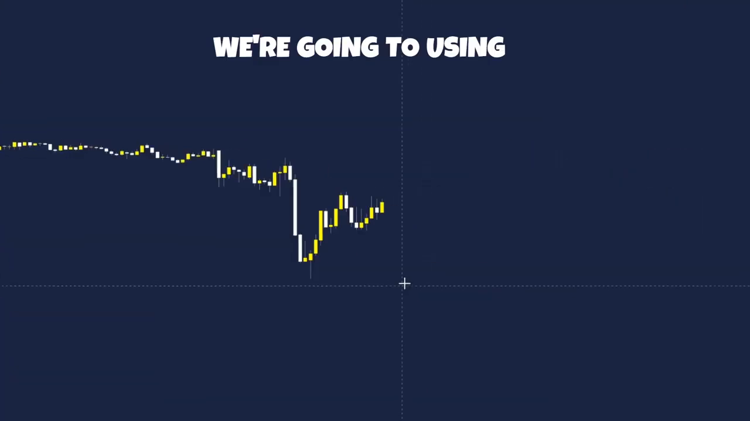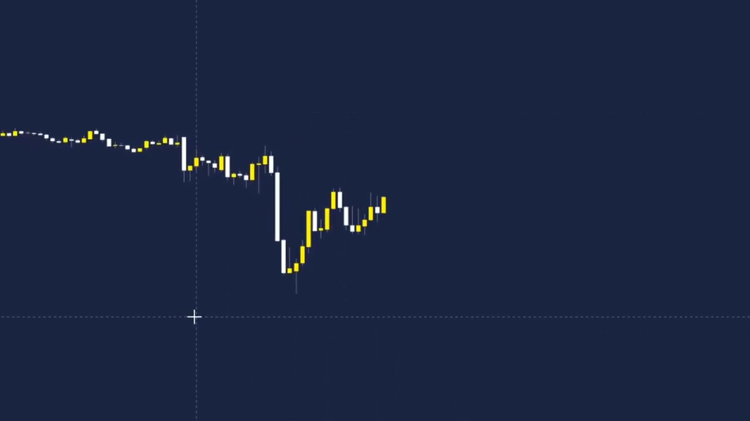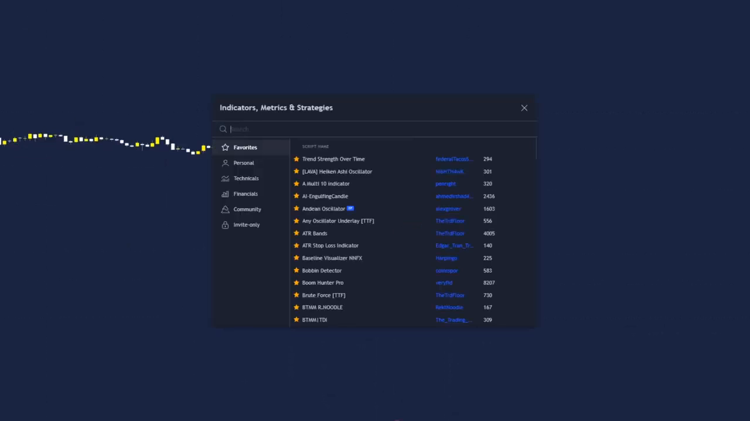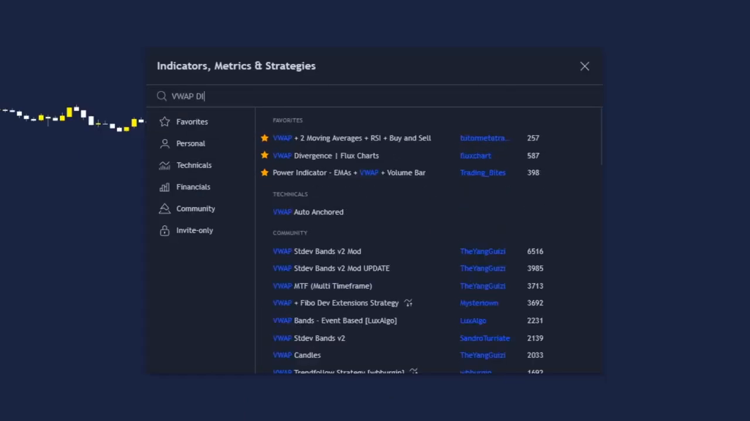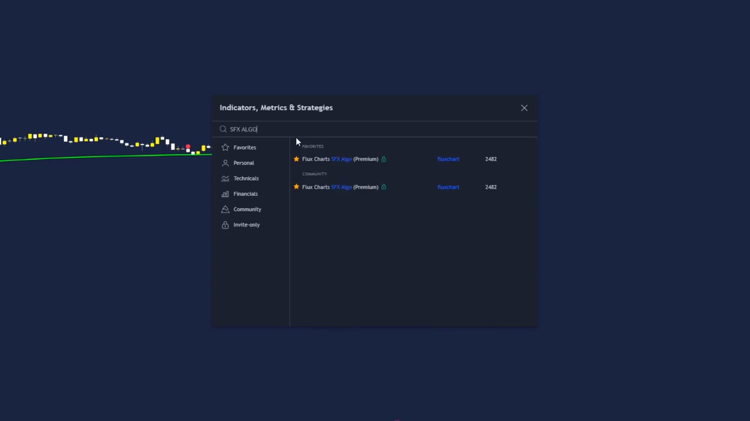Open up TradingView. We're going to be using two indicators for this strategy, so let's open up the community scripts section. The first indicator we need is a VWAP. Search VWAP divergence and add this one, and then search SFX algo and add this one.